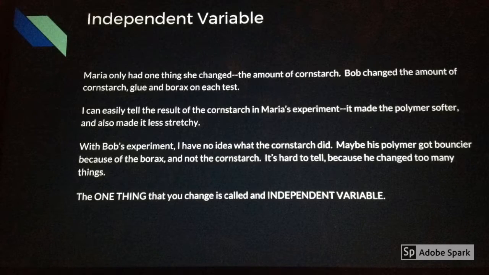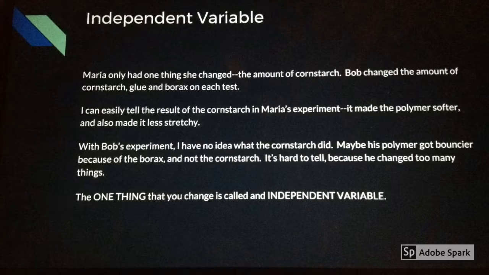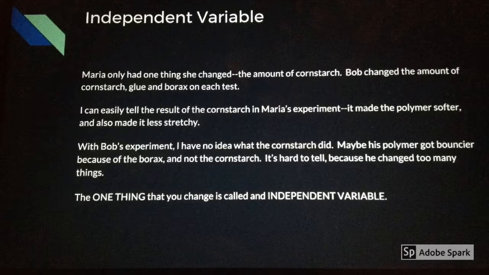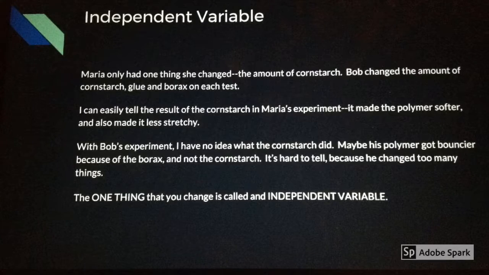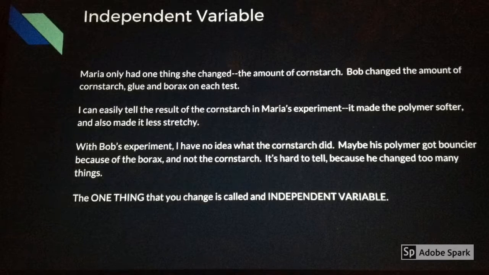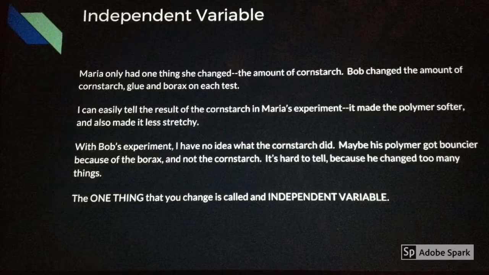Bob changed the amount of cornstarch, glue, and borax on each test. I can easily tell the result of the cornstarch in Maria's experiment. It made the polymer softer and also made it less stretchy.